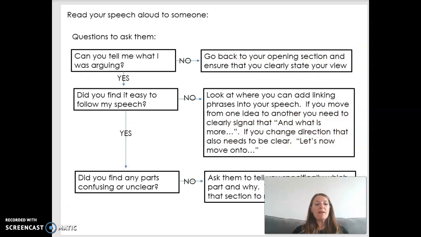Okay, so applying that to your own speeches then, what I've made for you on these slides is just a little flow chart. And what I would suggest to you is the best way to work out if your speech is any good is to read it aloud to someone. A parent, a sibling, a friend on FaceTime, anyone you can rope in. And just read them the speech. And then ask them these questions. And if they say yes, you can go on to the next question. But if they say no, there's some tasks for you to do.